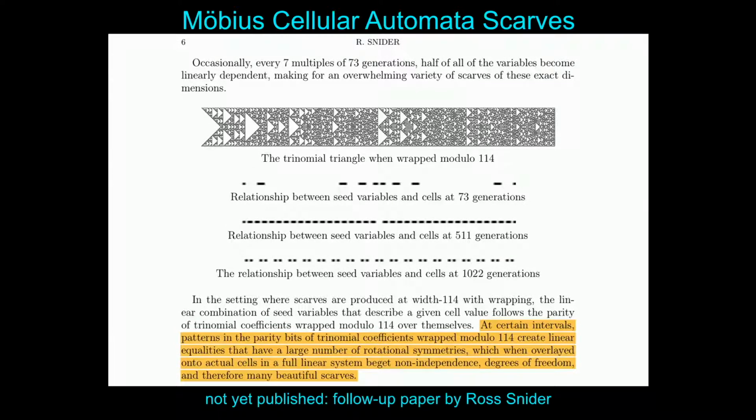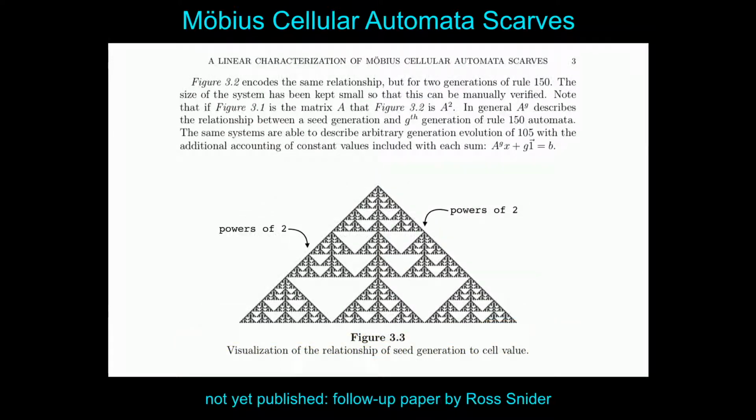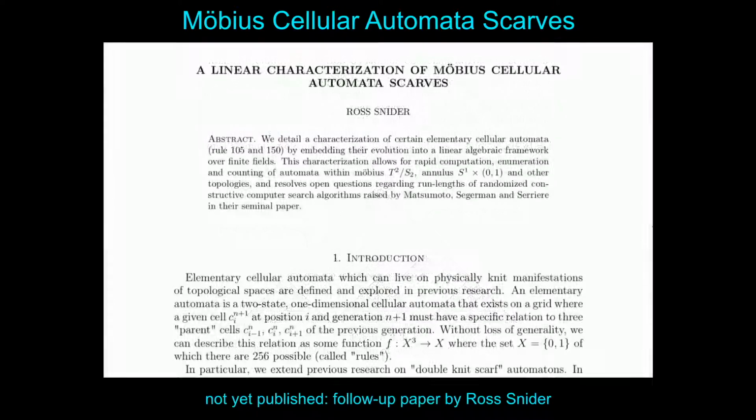He breaks down in the paper why these certain intervals, why the coefficients make it so that there's a lot more variation. He also shows us why we were getting things that were close to powers of 2. If you have a visualization that maps the seed generation to cell value, these straight black vertical bars are near powers of 2. It's not yet published, but if you want a copy of it, just let me know, I'll email it to you.